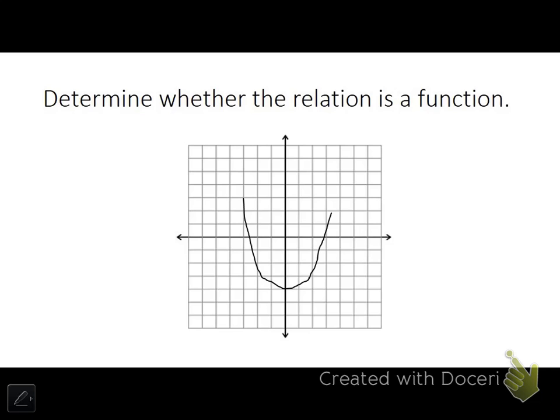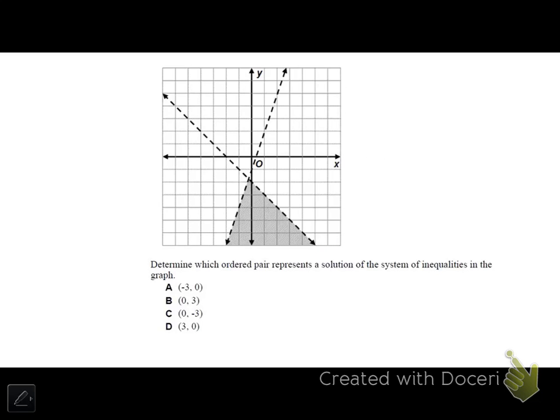Okay, determine whether the relation is a function. Well, we got to do our vertical line test, see if it crosses twice. It looks like all of our x values are different and they only cross once, so it is a function. Okay, determine which ordered pair represents the solution of the inequalities. If we look at A, -3, 0 is right here, so that's not good. 0, 3, remember, because we have to do our x first, then our y. That's no good. 0, negative 3 sits in my shaded region, so there's my answer.